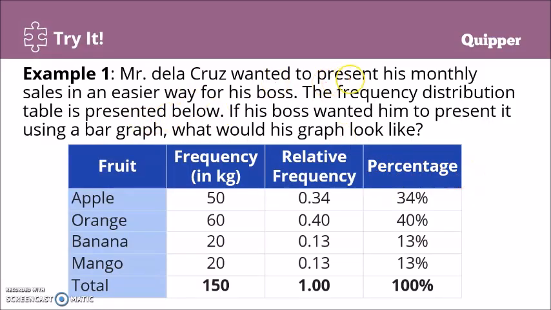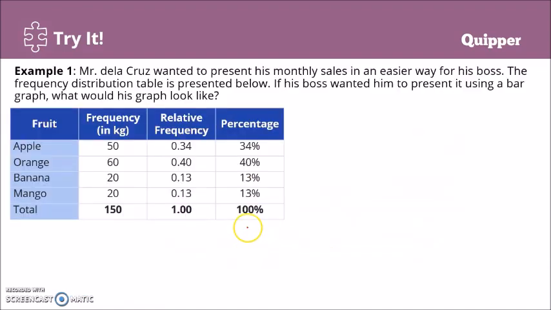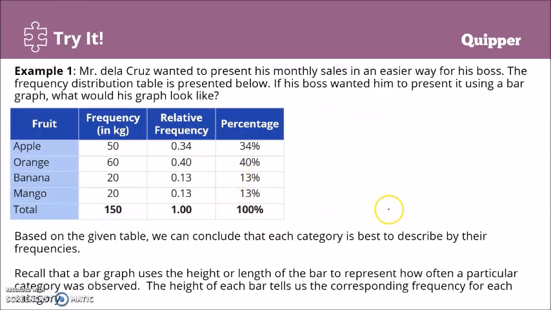Let's have an example. Mr. De La Cruz wanted to present his monthly sales in an easier way for his boss. The frequency distribution table is presented below. Kaya ito yan. If his boss wanted him to present it using a bar graph, what would his graph look like? Bar graph tayo, no? So, ganyan yan. And so, we have, based on the given table, we can conclude that each category is best to describe by their frequencies because we have specific categories.